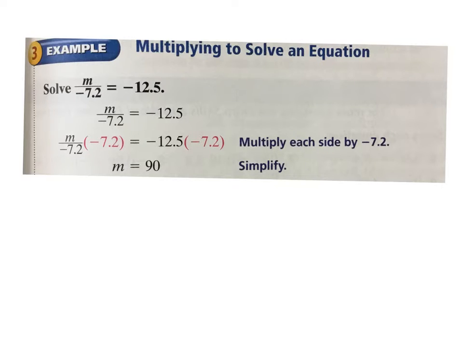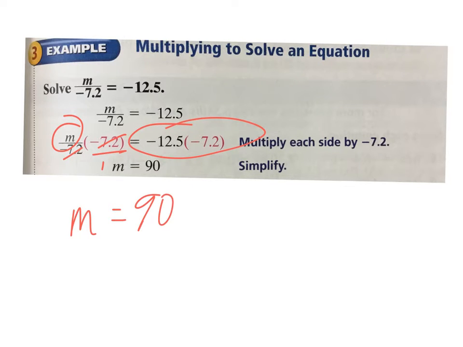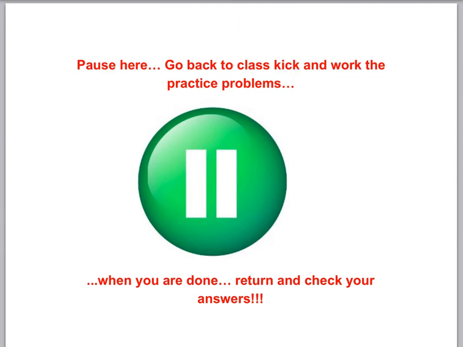So in this case right here, we have m divided by negative 7.2. So that means I have to multiply both sides by negative 7.2. And you know, when I show it, I always look at it like this, right? Kind of have two fractions, I cross cancel. So m equals whatever this multiplication happens to be. And again, we know that a negative times a negative is positive. If you were to multiply that out, you find out it is exactly 90. Alrighty, just like usual, pause, go ahead and head into Class Kick. Do show your work, please.